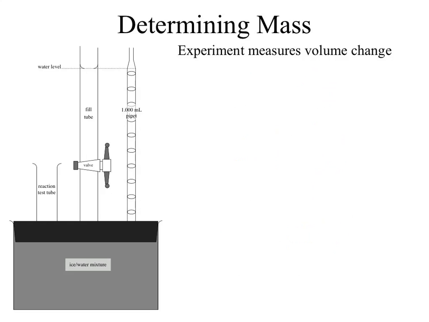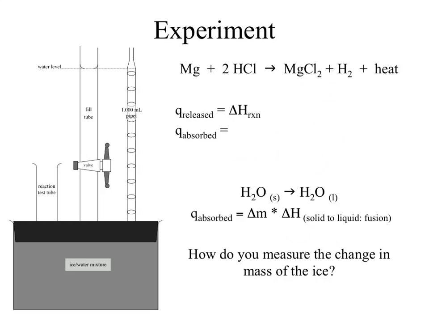Remember our initial process. If we've got the change in mass, we can now multiply by our heat of fusion, which we looked up. We now know the heat absorbed by the reaction. Again, according to the first law of thermodynamics, we know that our heat released plus our heat absorbed must equal 0. I can now solve for the heat released by the reaction, which ultimately allows me to calculate the enthalpy for the reaction.